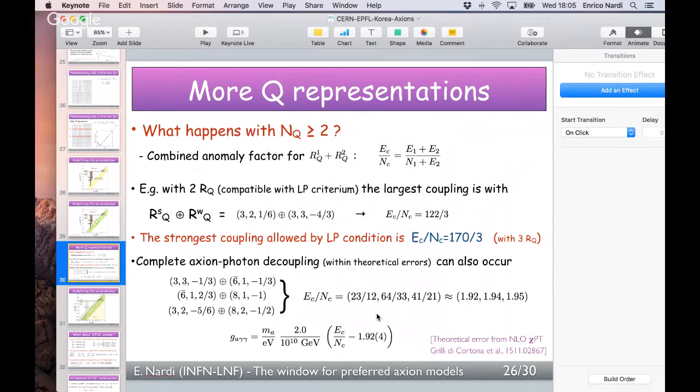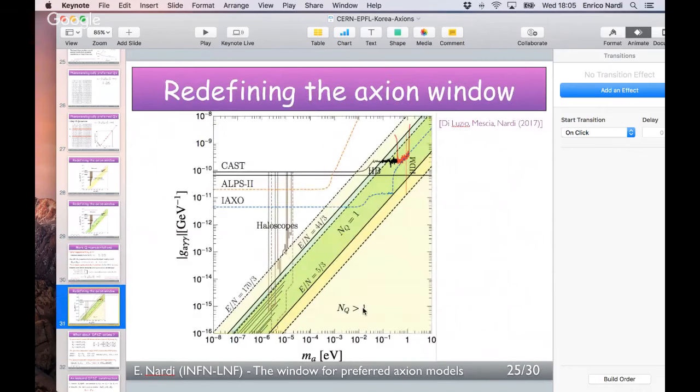And this remark is just to support the efforts of experiments that try to measure axion-nucleon coupling or axion-electron coupling. Because if by accident we sit on top of one of those unlucky models, we will never detect the axion-photon conversion.